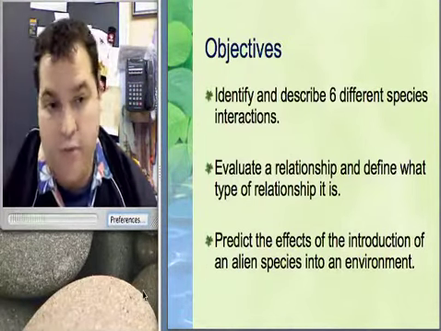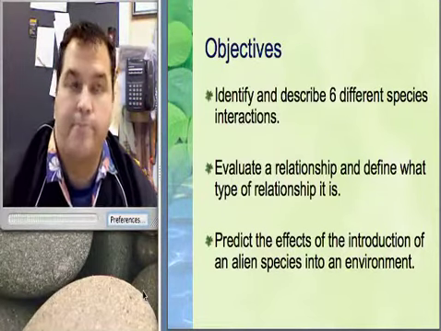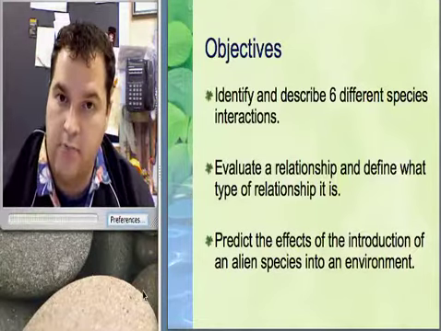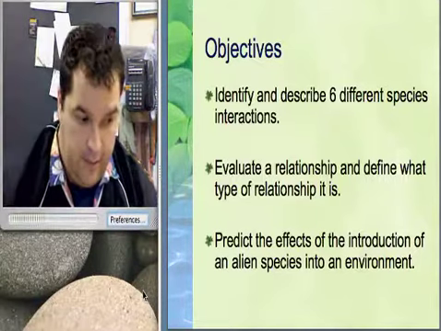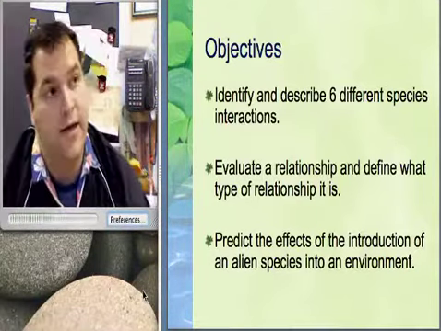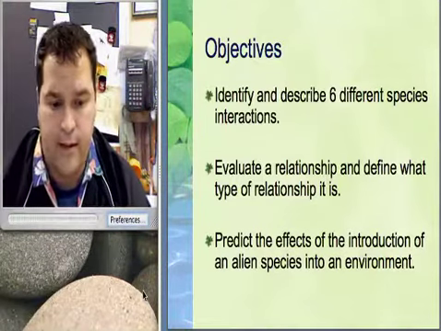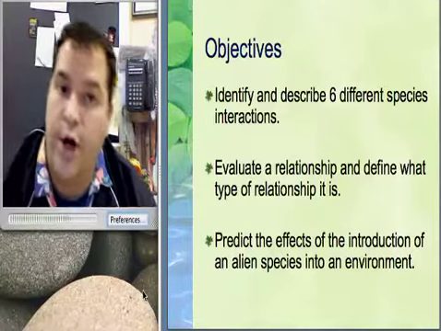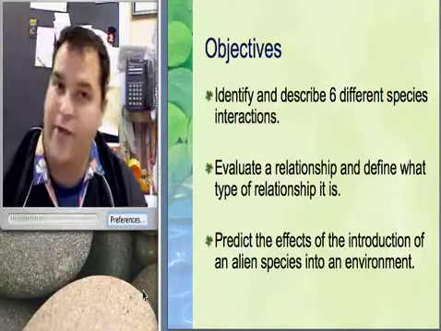If we evaluate specific relationships, we know that a tick on a dog is a parasite because it's hurting the dog, but it's getting a benefit. If we look at the relationship between, let's see, a cat and a dog, the cat is the prey, the dog is the predator.